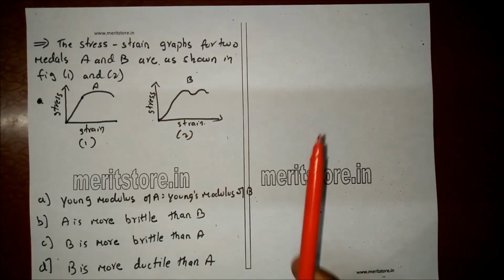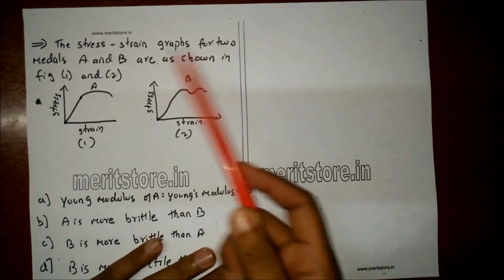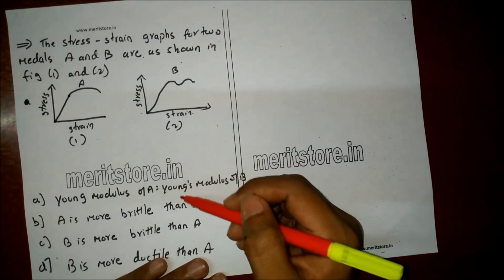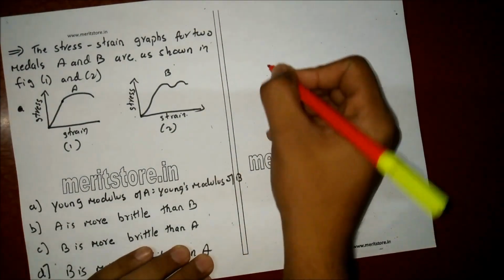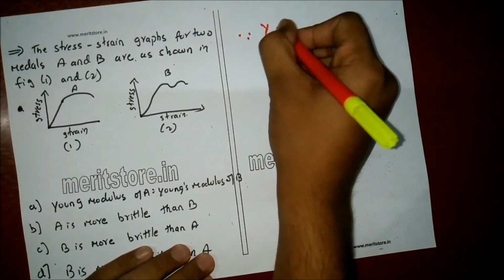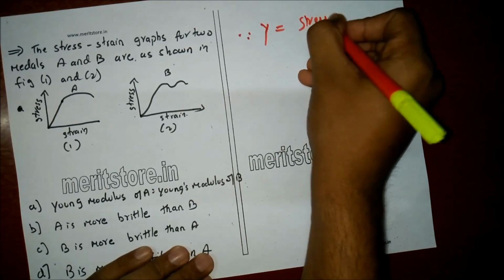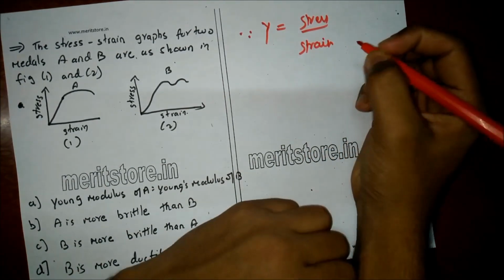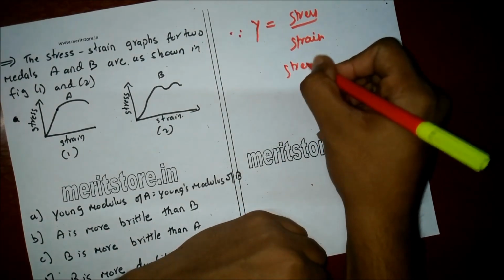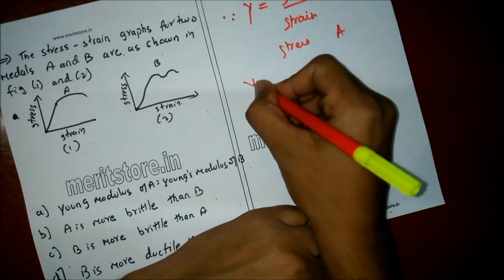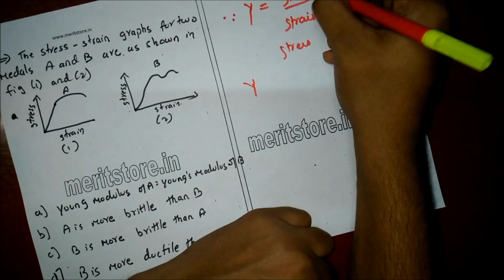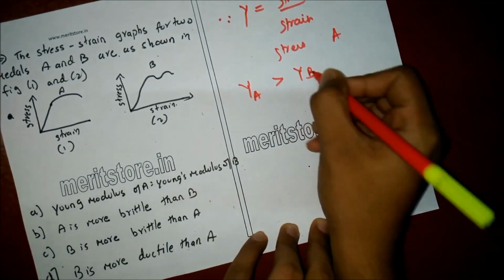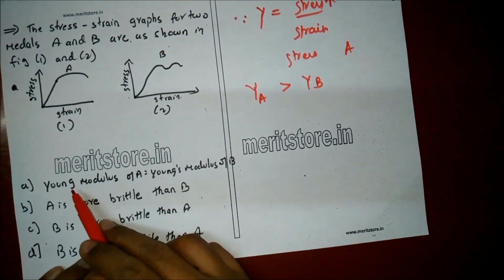The stress strain graph for two metals A and B are shown in the figure. Here are the graph. Now, which of the following statement may be true? Now, because Young's modulus Y is equal to stress upon strain, for the same strain, stress is more for A. Therefore, since stress is more, Young's modulus of A will be more than Young's modulus of B. Therefore, the first option A is wrong.